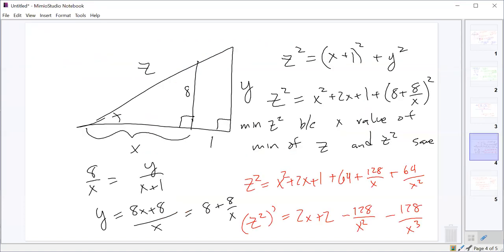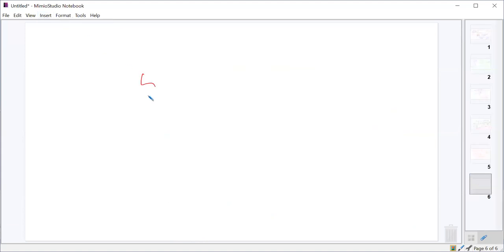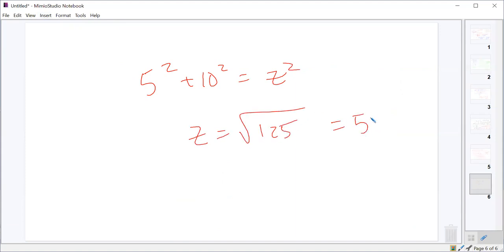And all you then need to do is go back in and plug in 4 for X in here. If X is 4, then Y ought to be 8 plus 2, so Y equals 10 if X equals 4. So we've got 5 and 10 as our 2 lengths. And so using the Pythagorean theorem again, we get 5 squared plus 10 squared equals Z squared, or Z equals root 125, or 5 root 5. Does that make sense? Everybody good with that? Claire especially good with that?